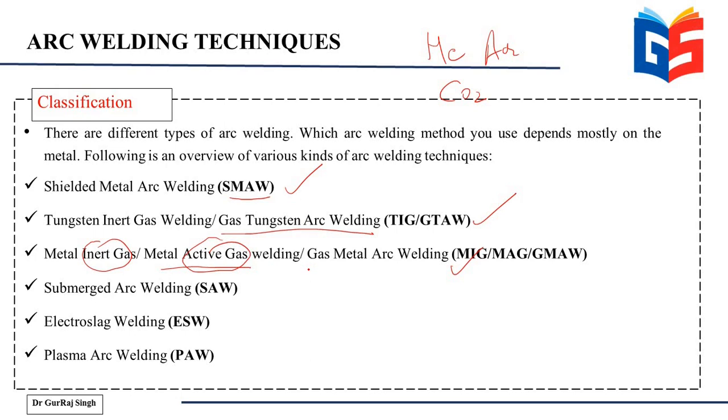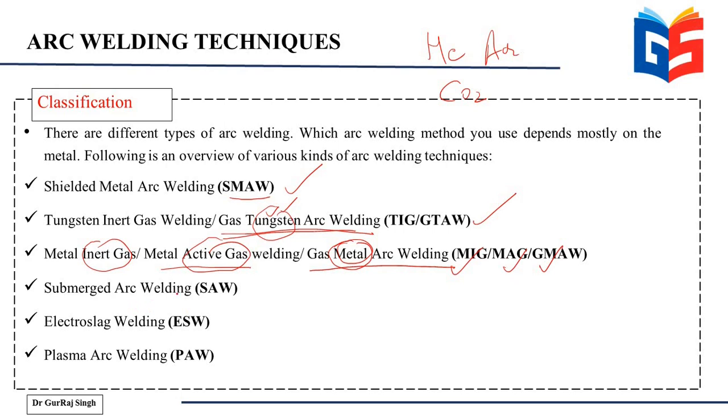And then we also call it gas metal arc welding, like we called the previous technique gas tungsten arc welding. You just replace the tungsten with metal. Why? Because the electrode in that case is always made of tungsten, but in this case it can be any metal depending upon the metals that are being welded. So MIG, MAG or GMAW.